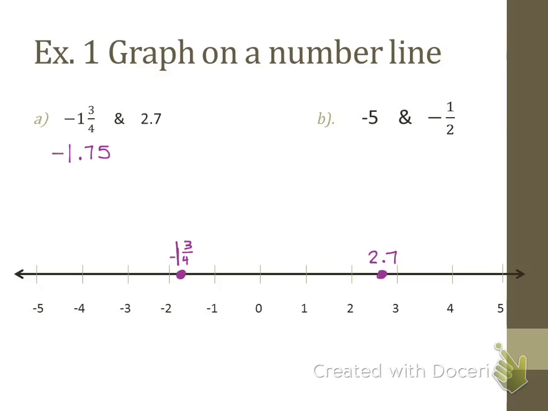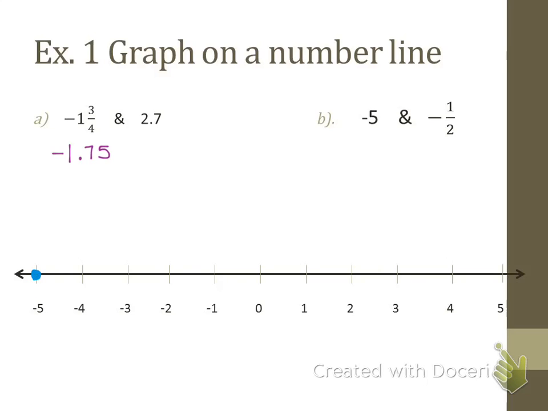Okay, so let's do points on our next thing. I'm going to erase these so I can easily see the difference. You can do them on the same number line. Our next points are negative 5 and negative 1/2. So I would go to negative 5 here.